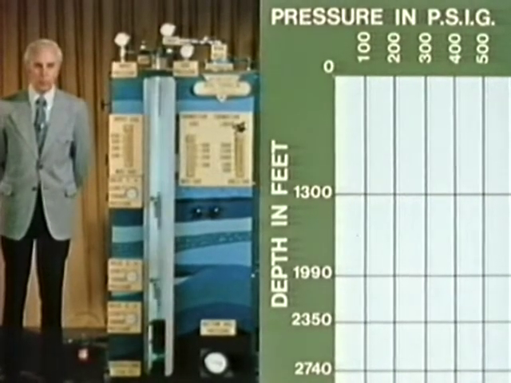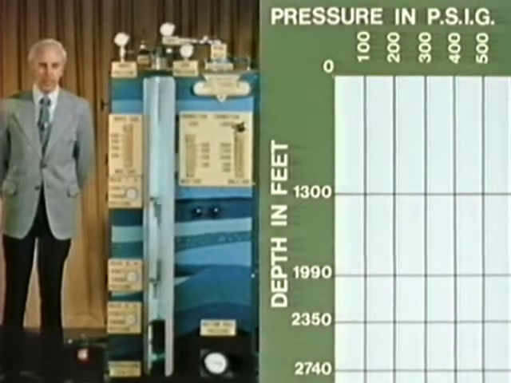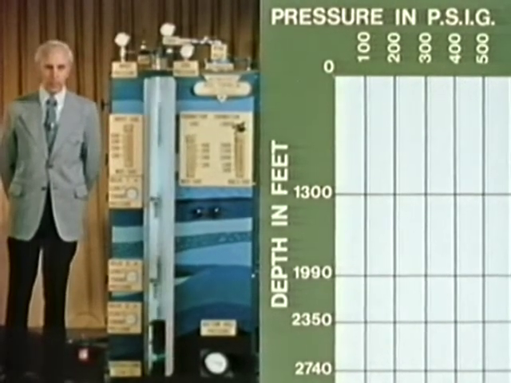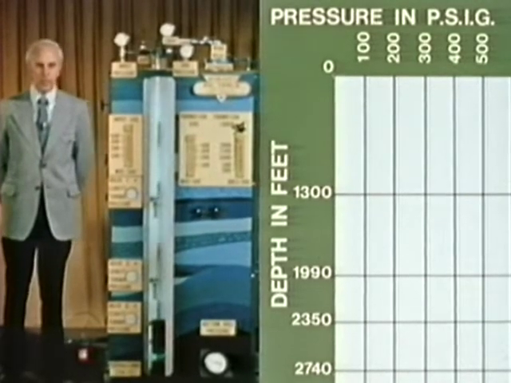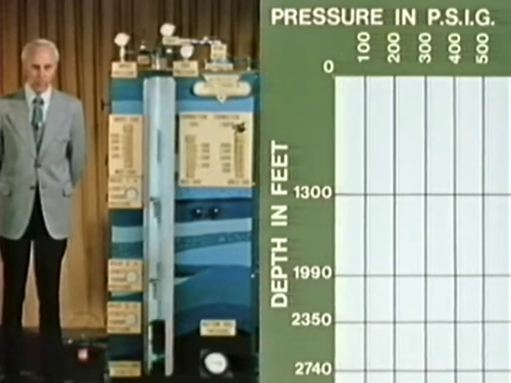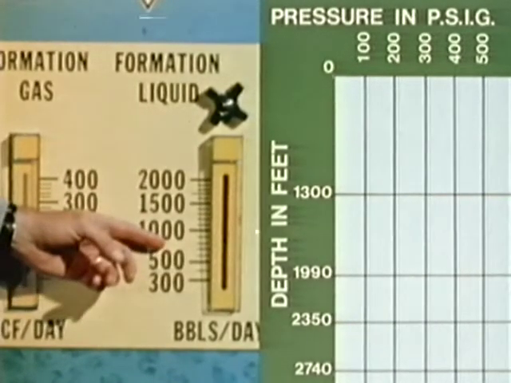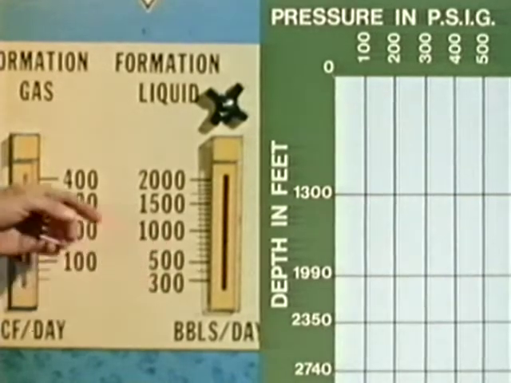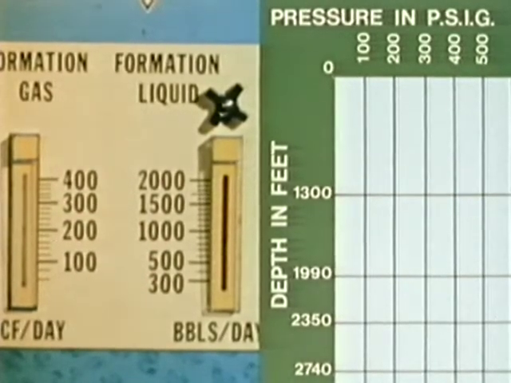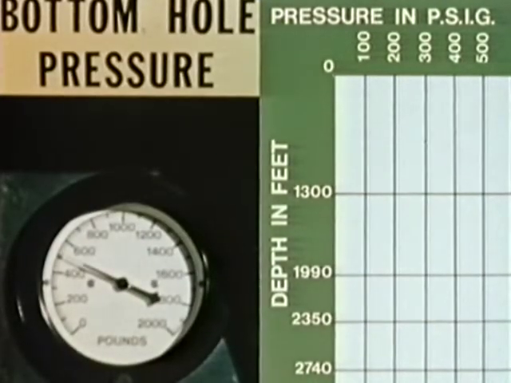Now, suppose the well conditions should change. Instead of producing at a 400 cubic feet per barrel ratio, suppose the well is now producing at a 235 cubic feet per barrel ratio. Our new production would be 850 barrels of total fluid per day and 200,000 cubic feet of gas per day. Let's see how these changes affect the pressure gradient in the well.